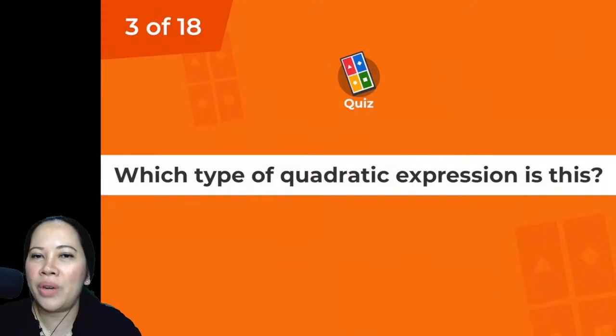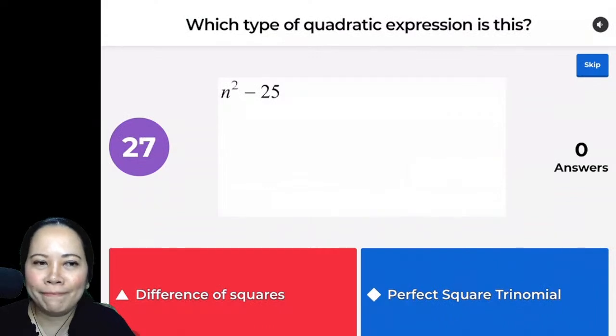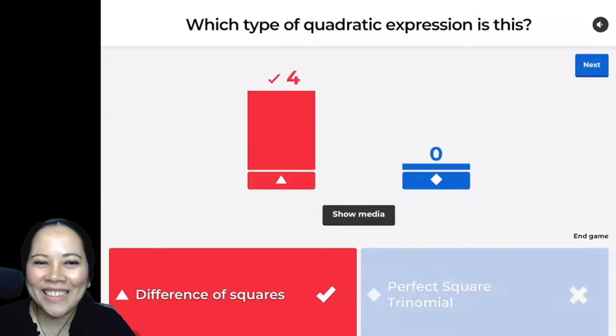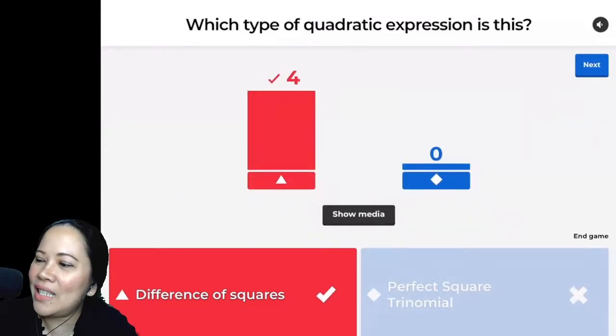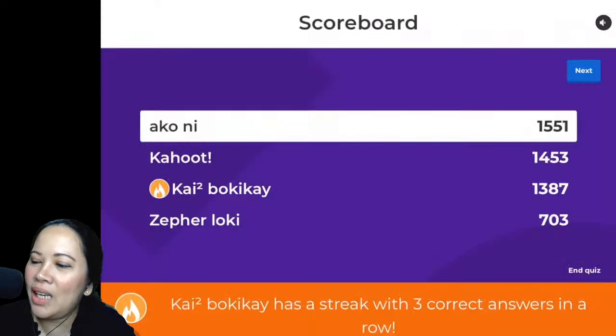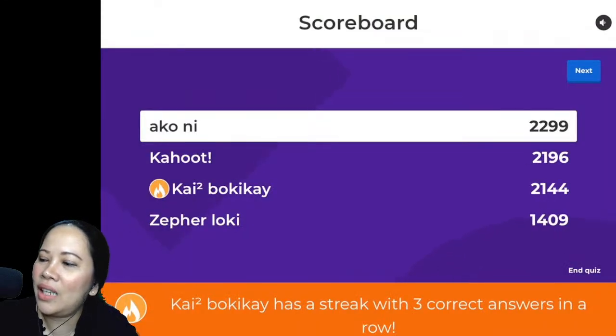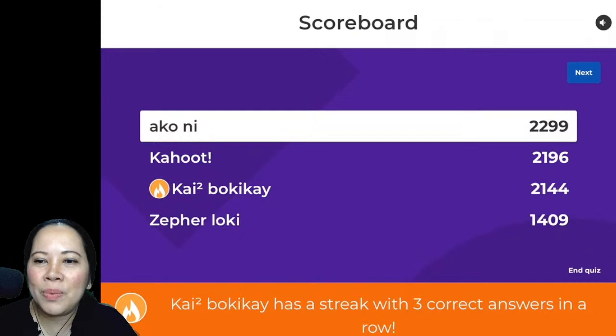Which type of quadratic expression is this? Is it difference of squares or is it perfect square trinomial? Yes, that's right. It's difference of squares. Well done, well done. Akuni is still on the lead. Let's proceed.